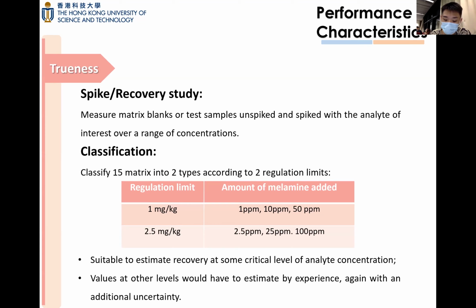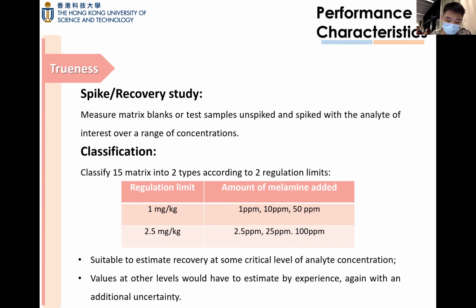A practical determination of bias relies on comparison of the mean of the results from the candidate method with a suitable reference value. 3 general approaches are available. First, analysis of reference material. Second, recovery experiments using spiked samples. And third, comparison with results obtained with another method.